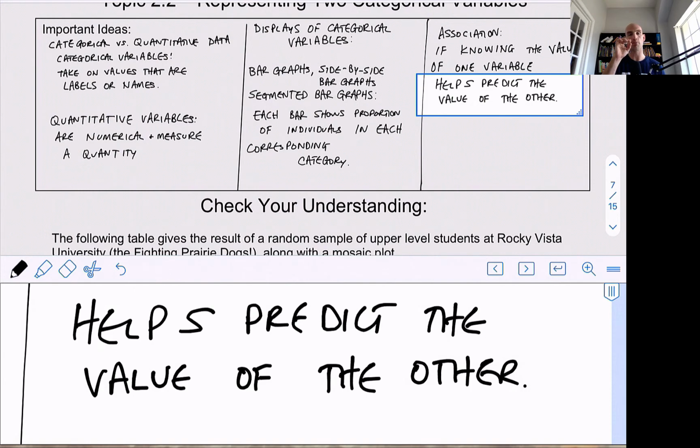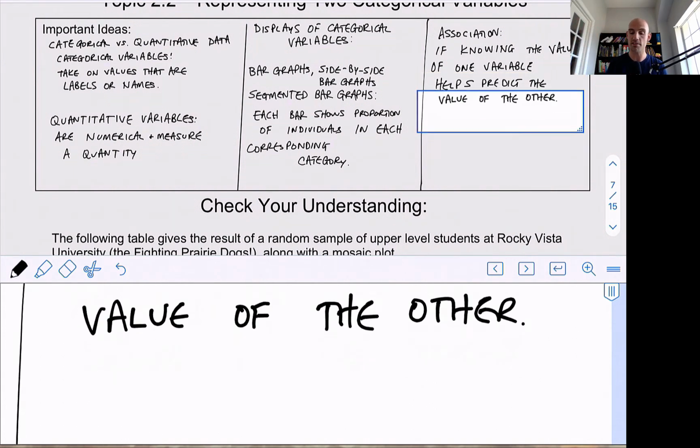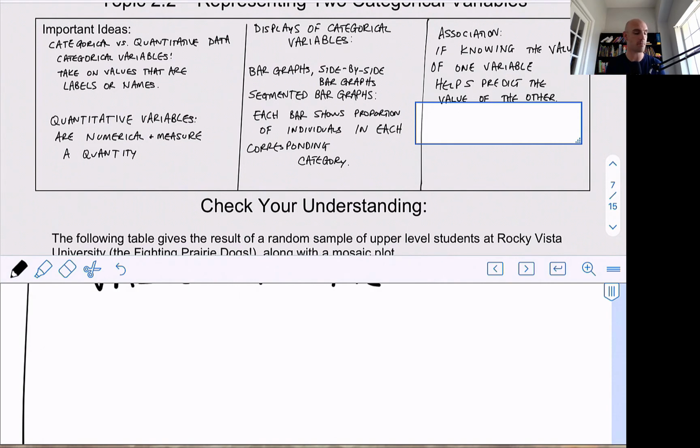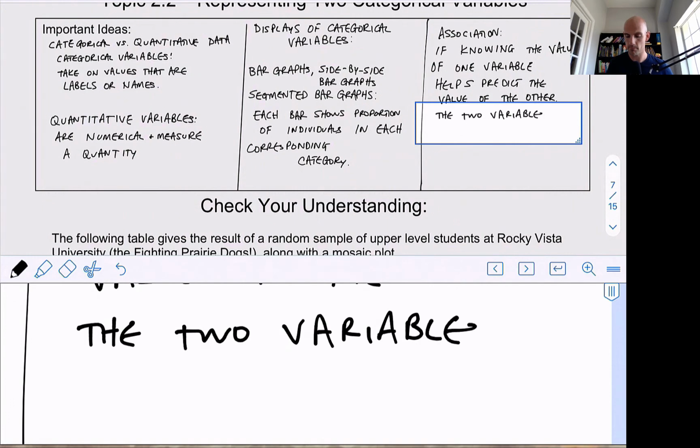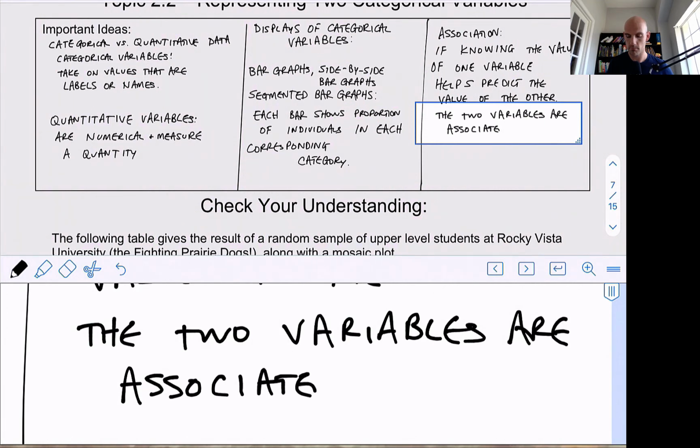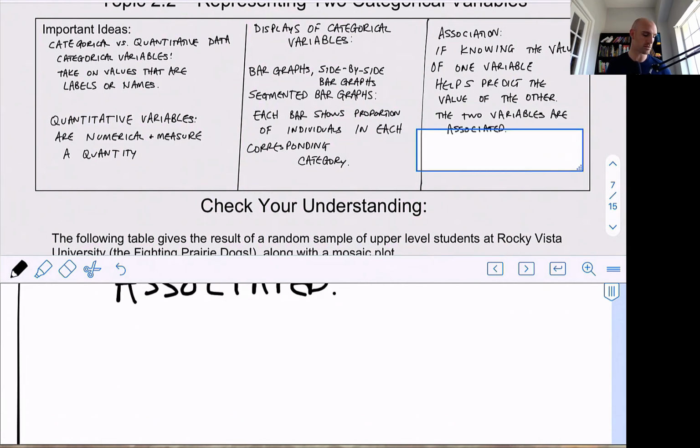So if I know, for example, that they're a teacher, what are they more likely to pick? If I know that they're a student, what are they more likely to pick? Those are the kinds of questions that we're going to answer throughout this course: what data is significant in helping us predict what someone is going to do? If knowing one helps me predict the other, then we can say the two variables are associated.